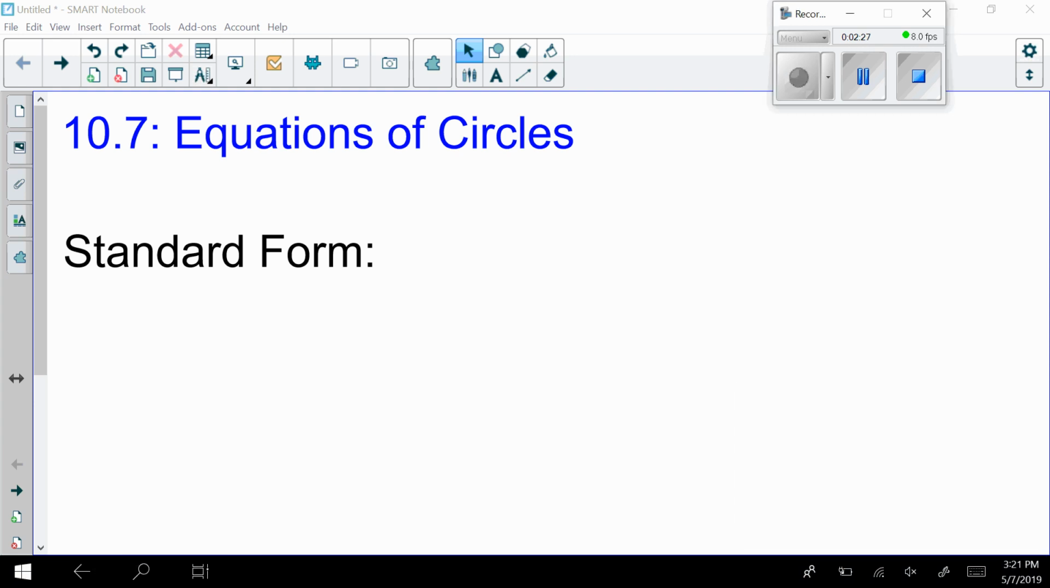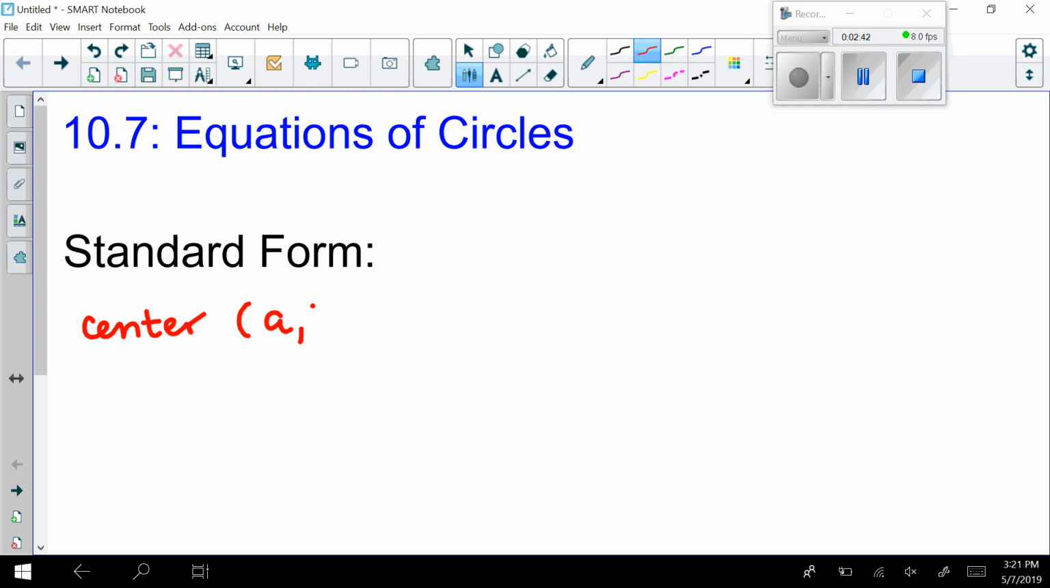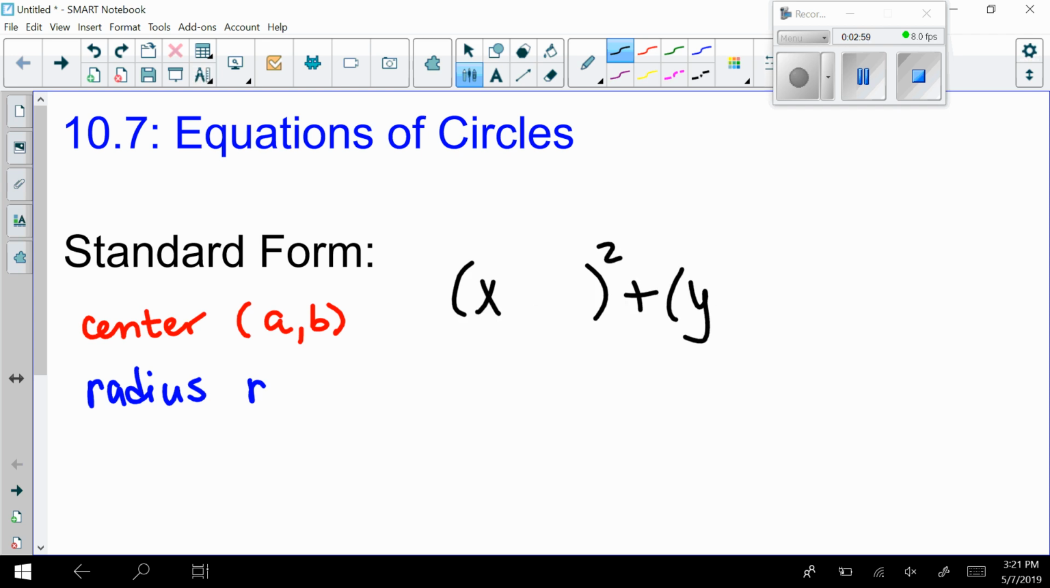Okay, so now we're gonna take some notes. So basically, I'm gonna generalize it, and I'm just gonna say that my circle has a center, and I'm gonna use (a, b), where a is the x coordinate, b is my y coordinate, and it has a radius of r. So in standard form, I know that I'm gonna need an x, I need a sum, I need a y, I need to square it, and it's going to be equal to radius squared.